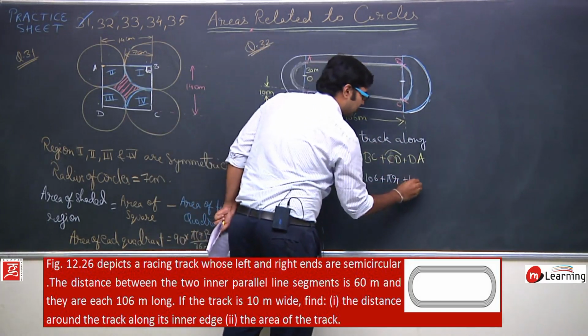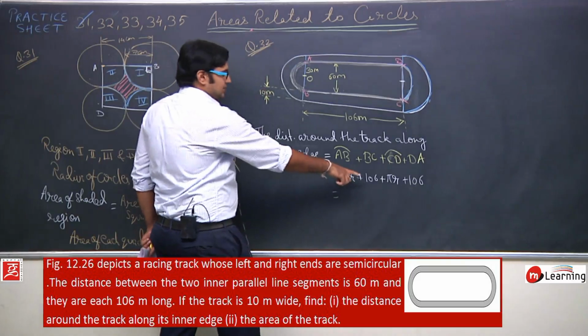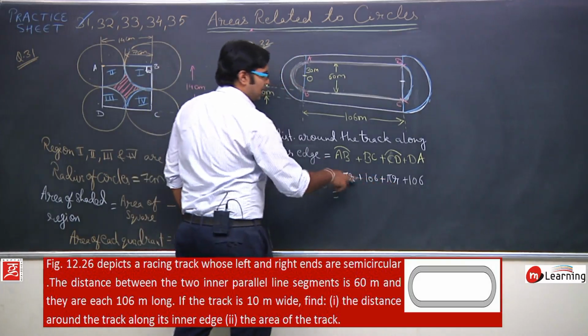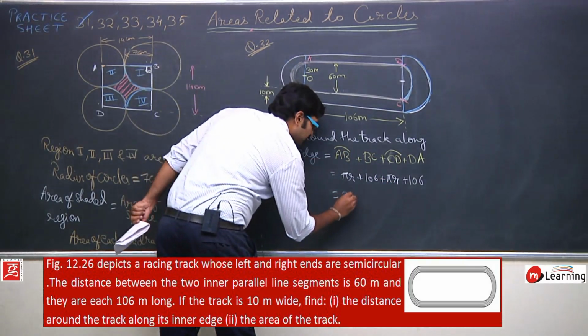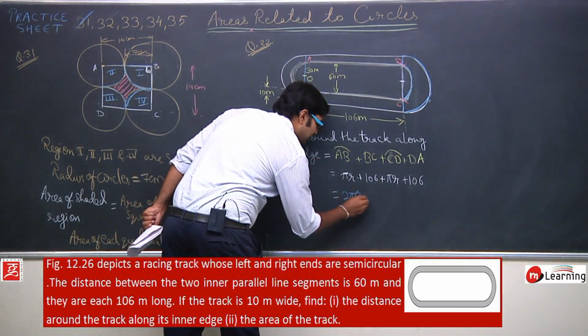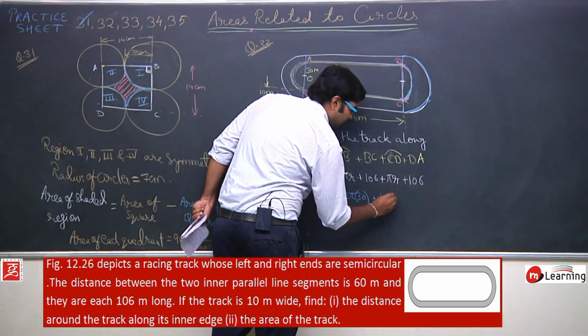DA is again 106 meters. Okay. Now this is pi r and pi r, so pi r plus pi r is 2 pi r. I can write it as 2 times pi into r, which is 30, plus this is 106, this is 106, so this will give you 112.